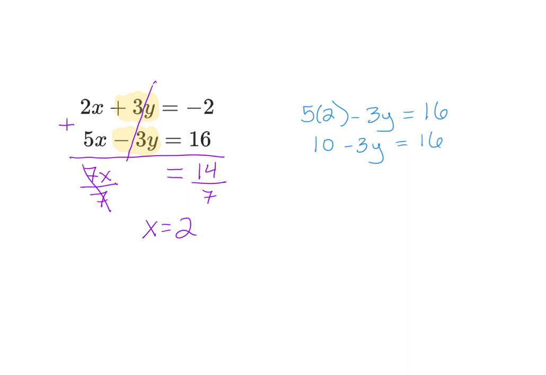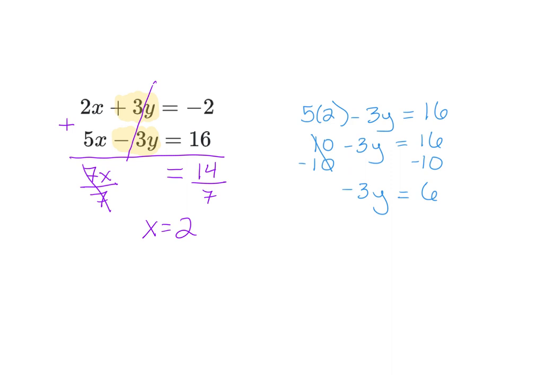We want to isolate our term with y, so I'm going to subtract 10 from both sides. When you do this, be very careful. This was a negative 3y. It's still going to stay a negative 3y even when this 10 goes away. So we get negative 3y. 16 minus 10 is 6.